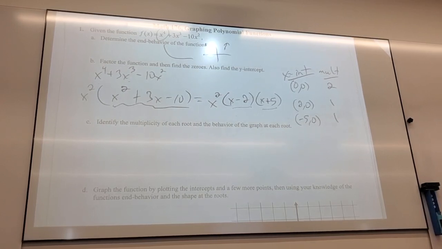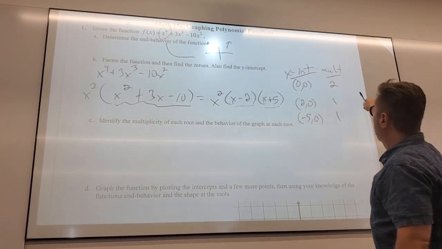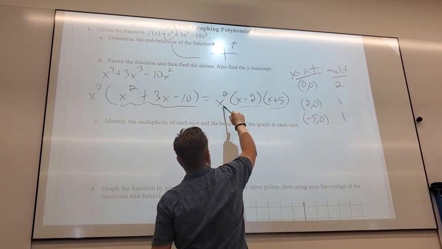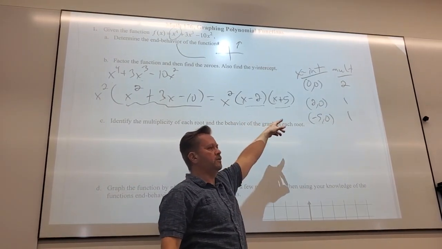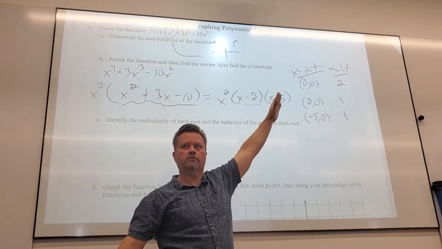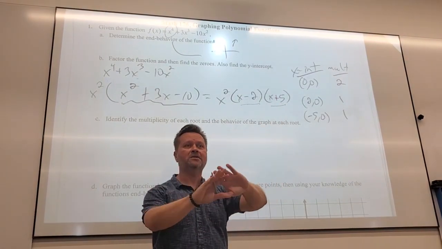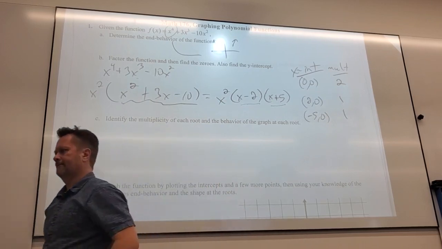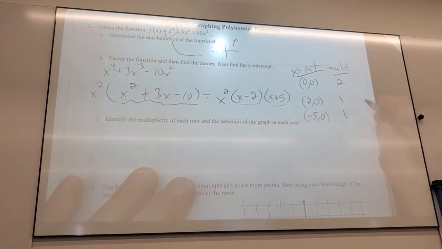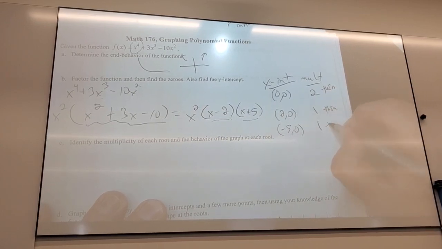The 0, 0 intercept, where did it come from? Which piece told me 0? X squared. Isn't that a parabola? Would it turn? Yeah. The other 2 are first powers. They would go through. That's all it is. It's crazy. So it's going to turn or bounce, whatever you want to call it here, and it's going to go through and through.